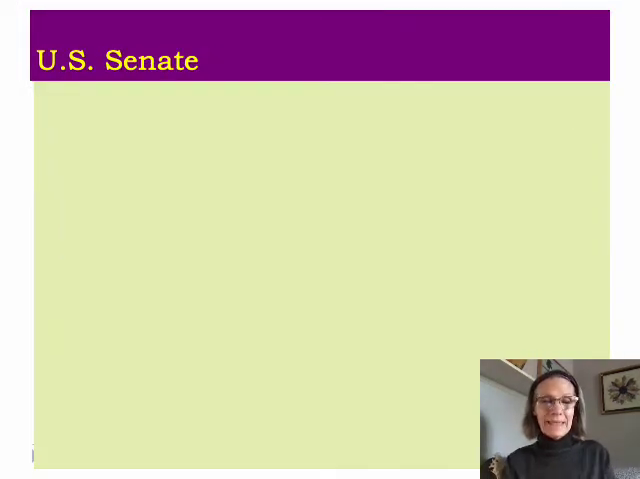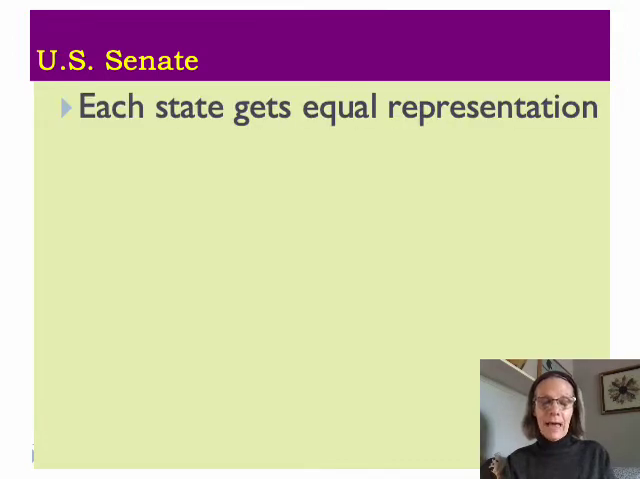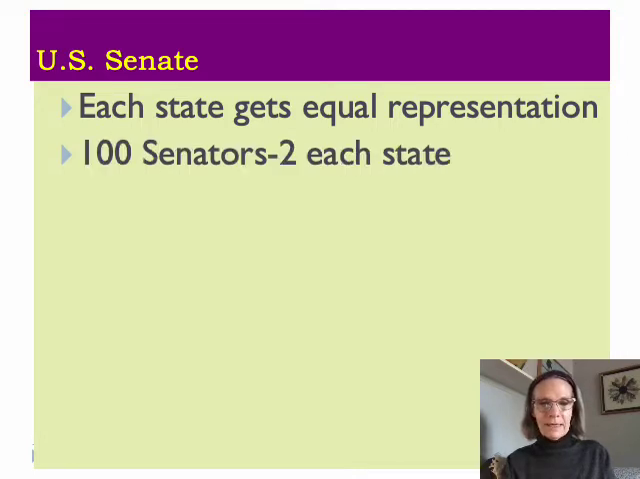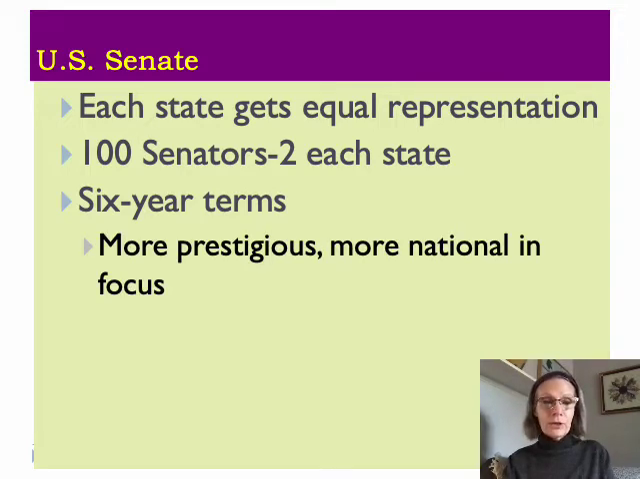So as we know, representation in the United States Senate is not based on population. Each state gets equal representation. Each state gets 2 senators, regardless of how populous your state is, for a total of 100 senators. Obviously, that number changes over time depending on how many states we have in the United States. The U.S. senators have a much longer term. They serve a 6-year term.